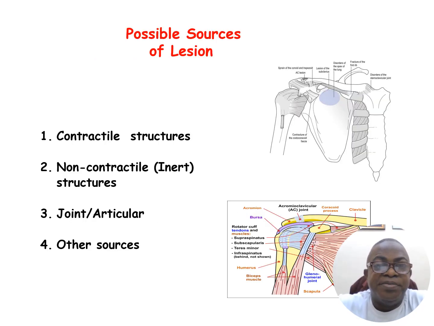Now, what are the possible lesions that will be treatable or amenable to the Cyriax method of treatment? Well, any lesion that comes from contractile structures, lesions that come from non-contractile structures, any lesion that comes from the joint, or what we can call articular lesions. Then the rest of the sources of lesion are categorized as other sources of lesion. We're going to talk in detail about this in a short while. What we exactly mean by contractile and non-contractile will be addressed very shortly.